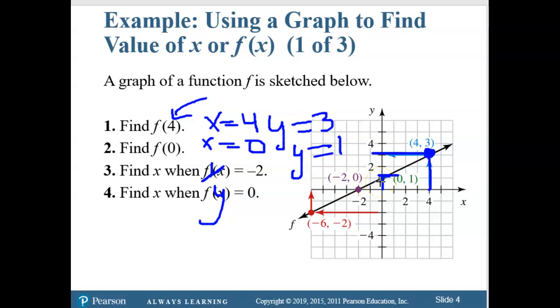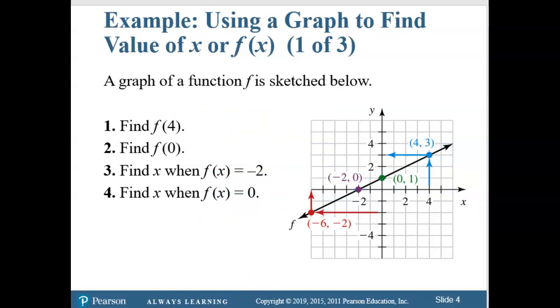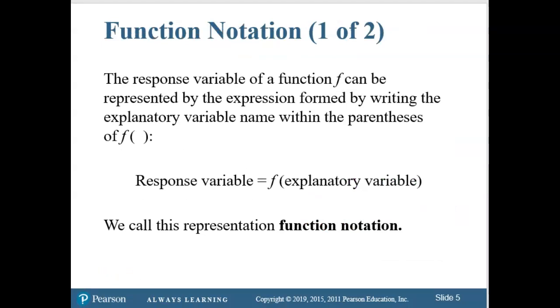When we want y equal to negative 2, we're using the y-axis, so we start here. We go over till we hit the line and we go up, and we realize that that happens when x is equal to negative 6. When y is equal to 0, we start at 0, 0, we travel across to the line, and we find that x is equal to negative 2. So it's important that we realize what we're looking for, the x value or the y value.